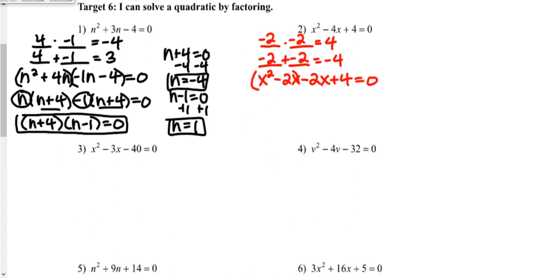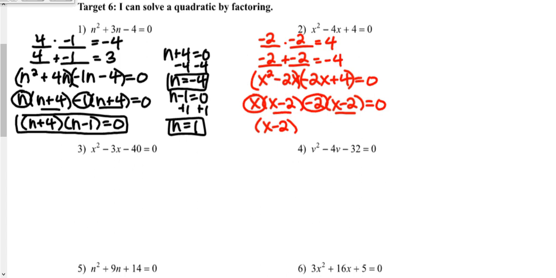Group. Look for your common factor. So your common factor here is x. And then the common factor here would be a -2 to give you that x minus 2. These are the same, so one of your factors is x minus 2. Your other factor is also x minus 2. That's okay for them to be the same. So that's your factored form.